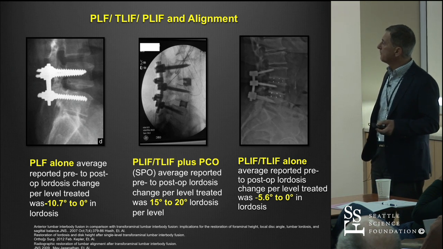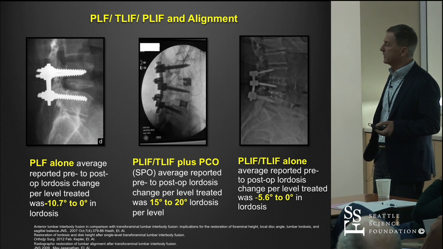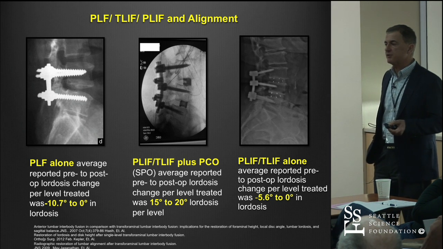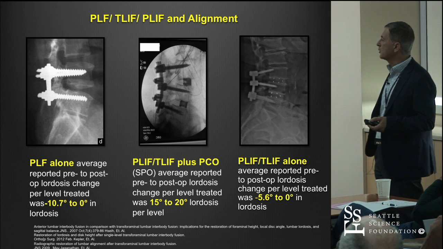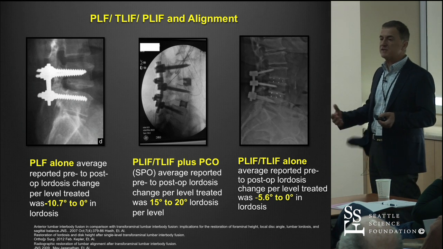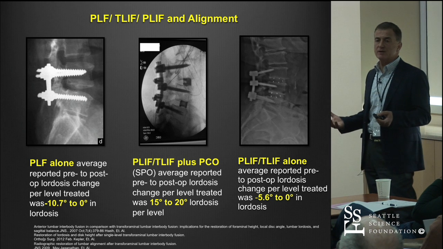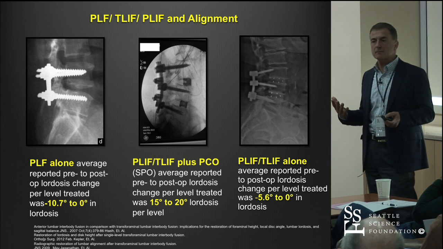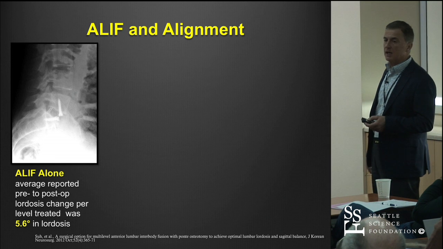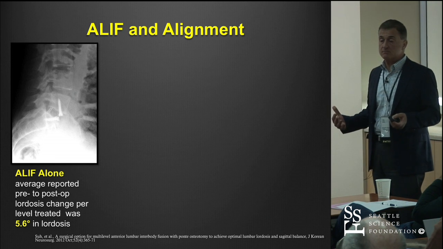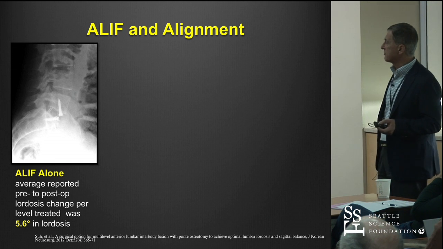But if you combine PLIF, TLIF with an SPO, and you do a good facet resection and a good osteotomy on the backside at the same time, you get 15, 20 degree lordosis. So if you have somebody who's about to undergo a TLIF and they have significant mismatch, it's something you might want to consider. Do a single level TLIF like that. I mean, we're not saying you should go in and do 4 or 5 levels.